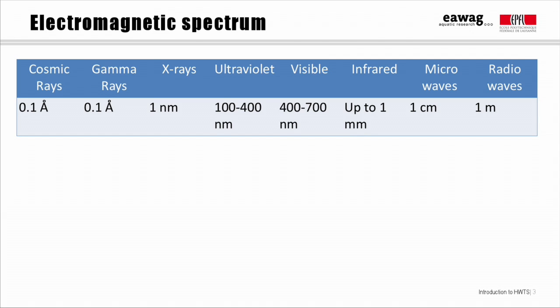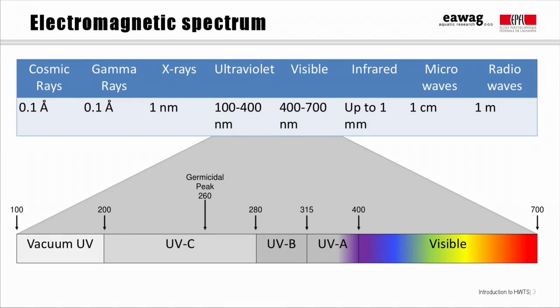Ultraviolet radiation is one type of energy along the electromagnetic spectrum, where different kinds of radiation are defined by their wavelength. Ultraviolet has wavelengths in the 100 to 400 nanometer range, whereas visible light is in the 400 to 700 nanometer range. If we zoom in on this range, we can define some subcategories.